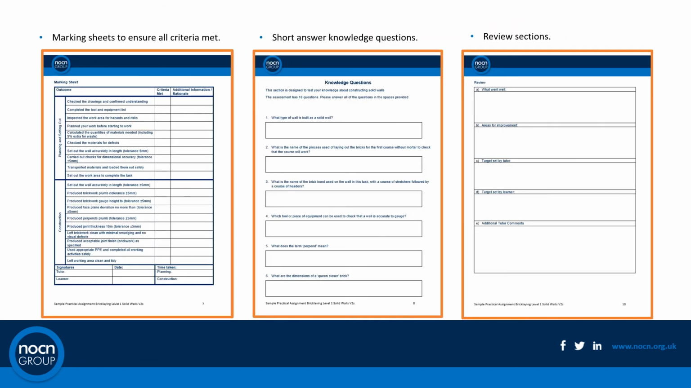Now looking at these 3 pages, we've got the marking sheets. These ensure that all criteria have been met, and these are very useful for IQA and EQA purposes. We've got our short answer knowledge questions. So again, I did mention there would be 10 short answer knowledge questions at the end of each sample assessment. And these reinforce the knowledge that backs up the practical skills. And then we've got a review section, which I'm sure many of you are familiar with, and what went well, areas for improvement, etc.